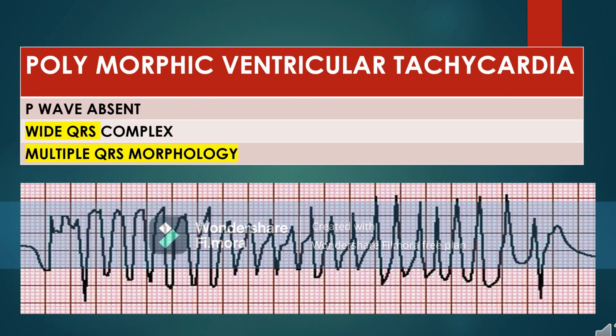Polymorphic ventricular tachycardia. Features are P wave absent, wide QRS complex, and the key feature is multiple QRS morphologies in those wide QRS complexes. You can see 2-3 sets of different kinds of QRS complexes in this ECG.